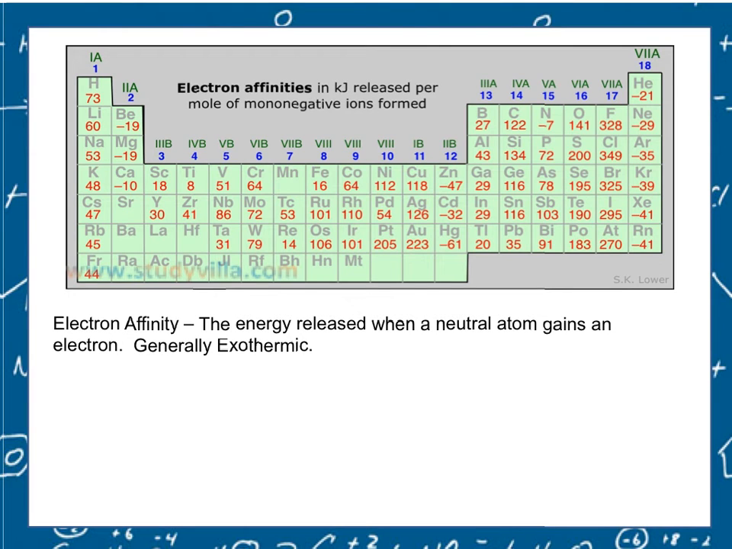Let's think about the ones that won't be exothermic, the ones that are endothermic. Those are going to be the things that don't really have much attraction for an electron, like your noble gases over here. So these are the guys that are going to be your endothermics. And we'll come back to that in a second.